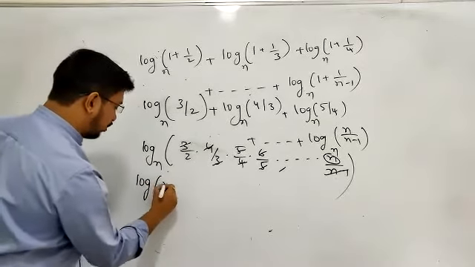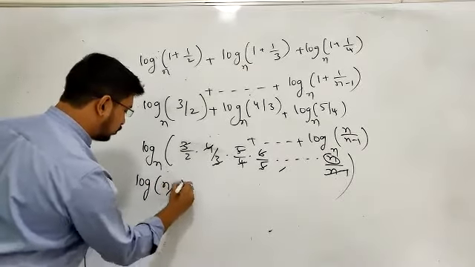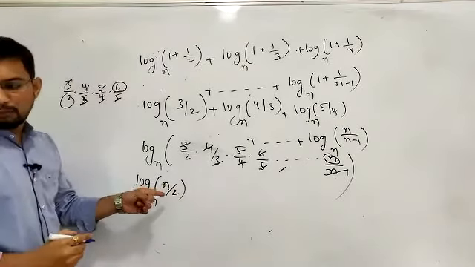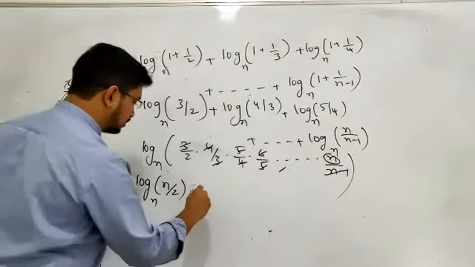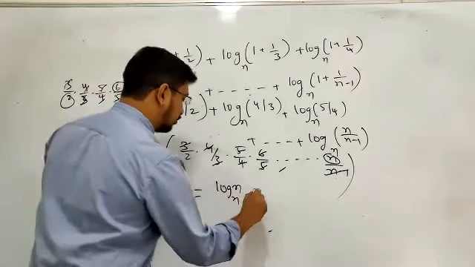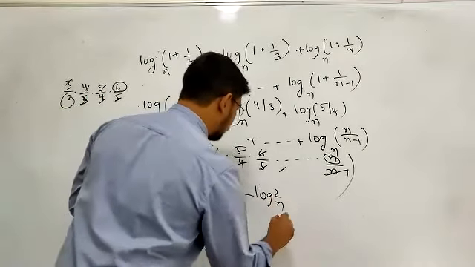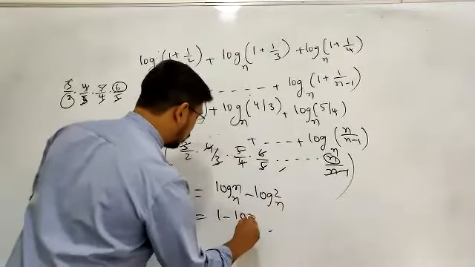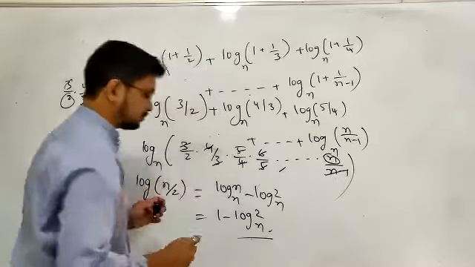So this is log of n by 2 to the base n. This converts to the form of log of n by 2 to the base n. So this answer will be log n to the base n minus log 2 to the base n. So this answer will be 1 minus log 2 to the base n. This will be the final answer.